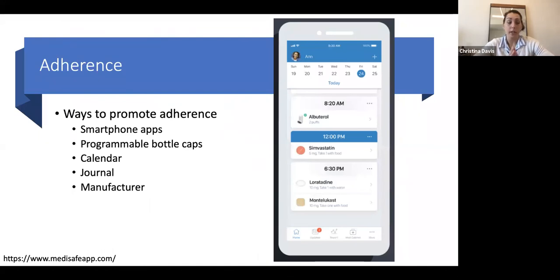In this day and age, we have some great resources available on smartphones. Most people have smartphones now, and there are many, many apps out there that help with adherence. I took a snapshot of one. It's called MediSafe. A lot of them will text you when you're due for your medications. They have pictures on there, so you know exactly what it is and what time you're taking it. So these can be very, very helpful. There are other things they can use, like a calendar or a journal. And then I put manufacturer on here. Some manufacturers actually provide support programs where they can call patients and provide support as well.